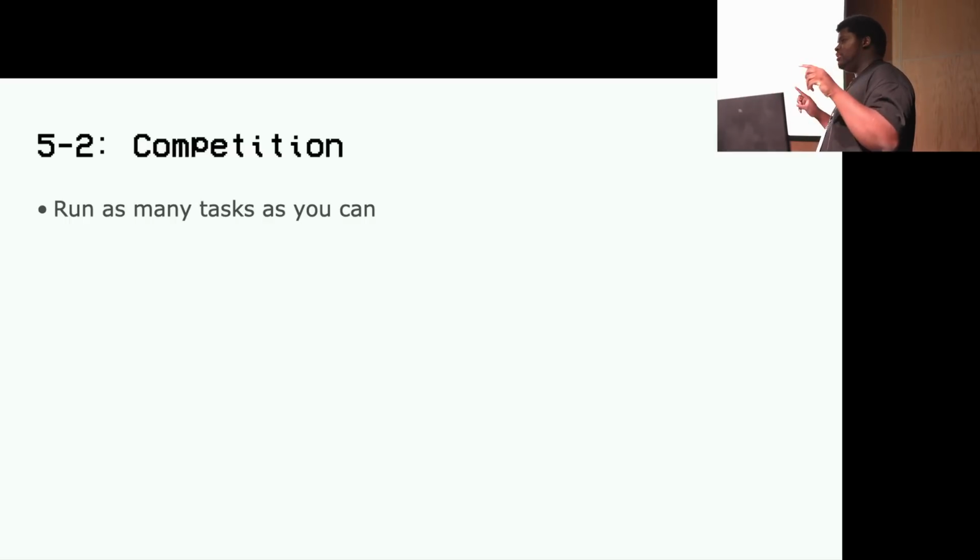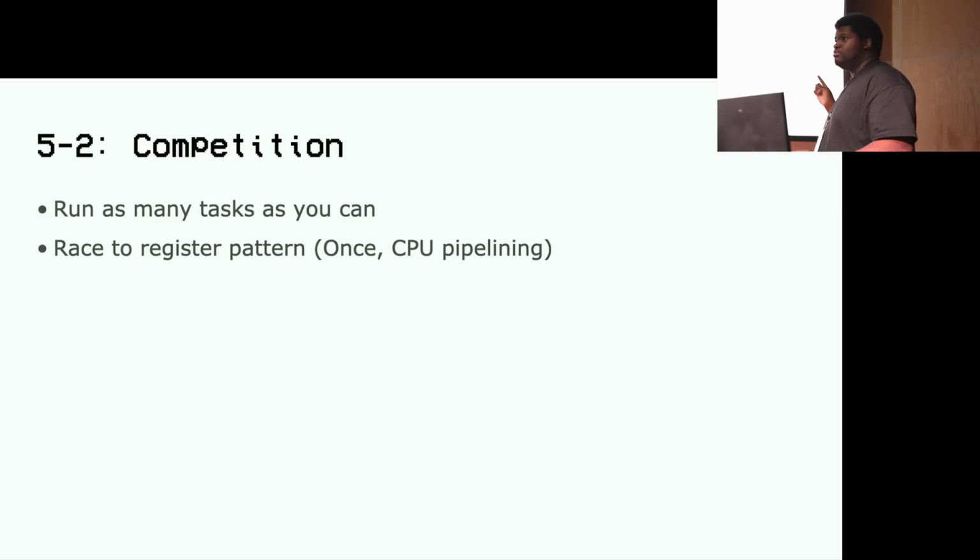So one, run as many tasks as you can, just to increase the amount of available concurrency that you can achieve. And then to prevent stuff racing or blocking on each other, have a race to register pattern. They can all do the same work, and then only one of them registers the results. That means they don't have to block on each other trying to figure out who should do what part of the result. They can just all do it together, and whoever's fastest wins. That's generally faster because they have less to communicate.